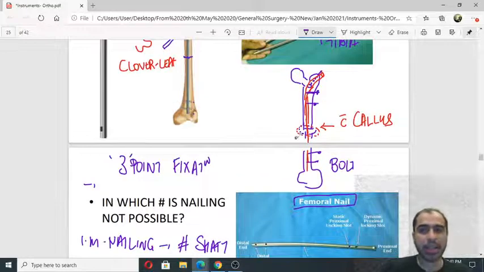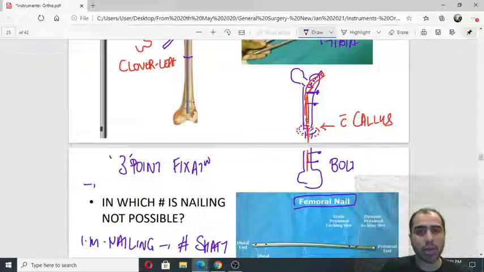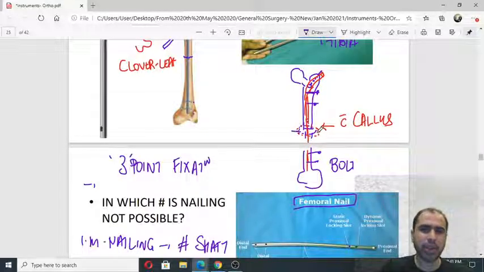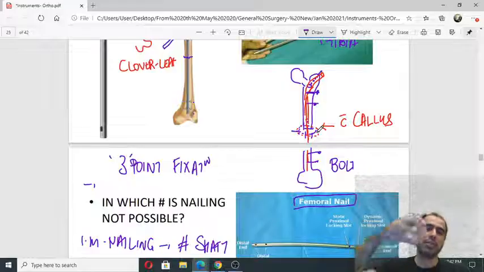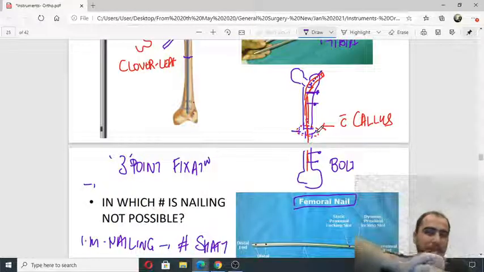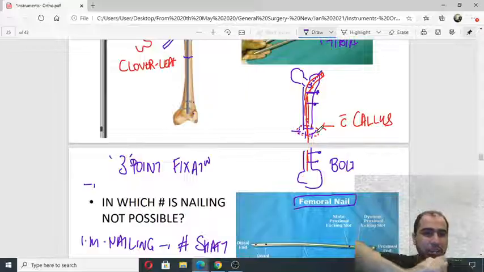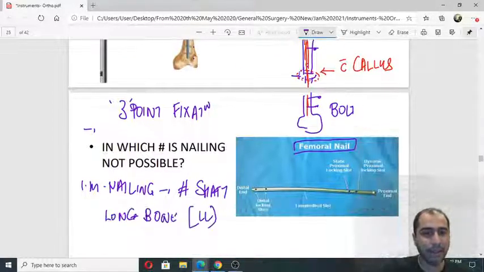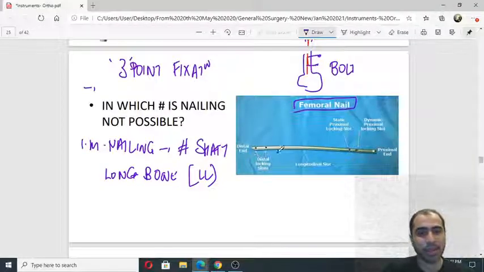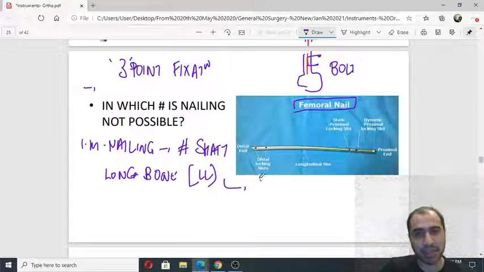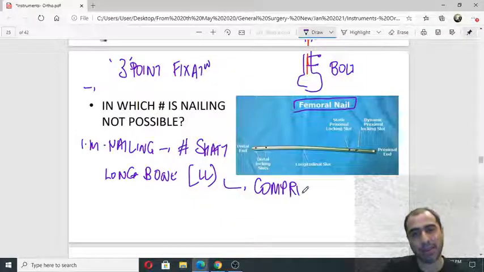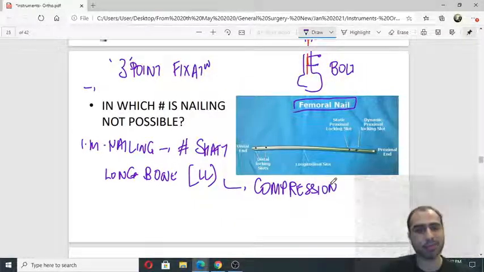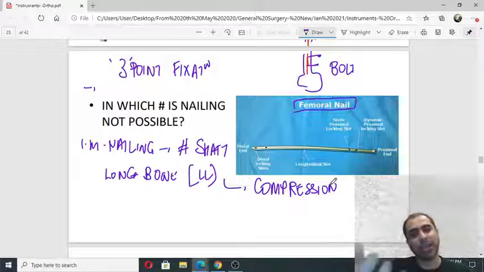When this person will stand, some weight will go through the nail across the fracture site and some weight will be borne by the fracture site. So when the fracture site will bear the weight, it will come together. What is that called? When the fracture site comes together, when the person bears the weight, fracture will get what? Starts with the C. Excellent. Compression. Absolutely right. Compression. When there is compression, healing will be better.